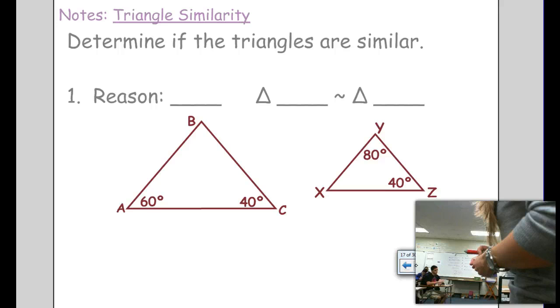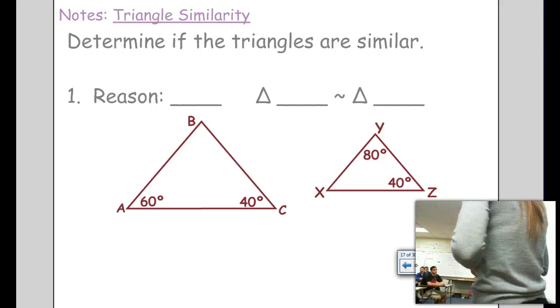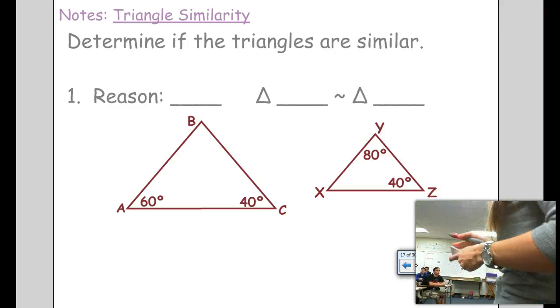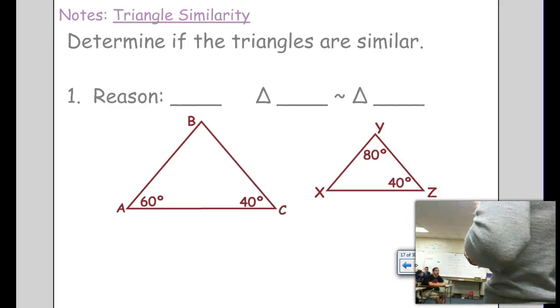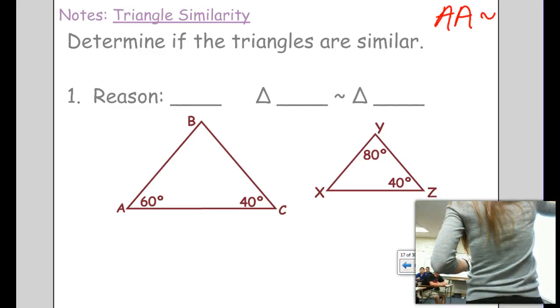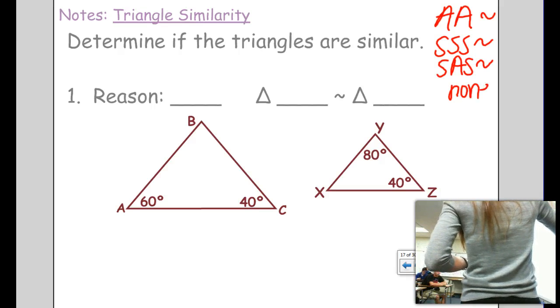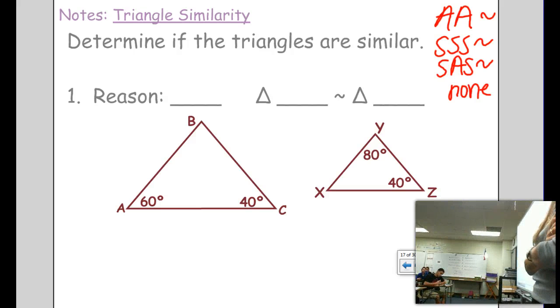All right. For the rest of the examples, you're going to determine if they're similar. And if they are similar, we have to write one of those similarity statements, like we did last time. So determine if these two triangles are similar. Here's your choices. Angle, angle, squiggly. Side, side, side, squiggly. Side, angle, side, squiggly. And none. Those are your choices. Do it on your whiteboard.